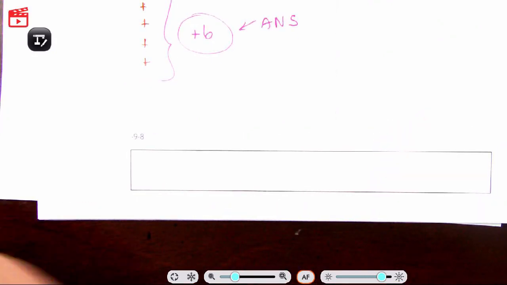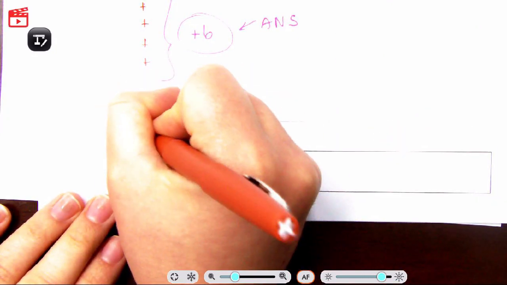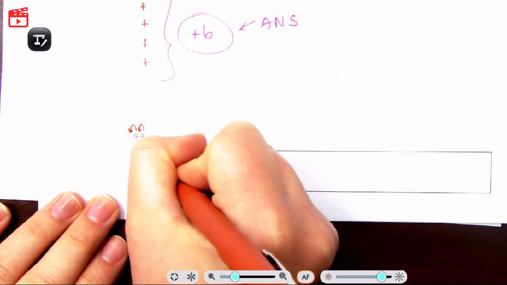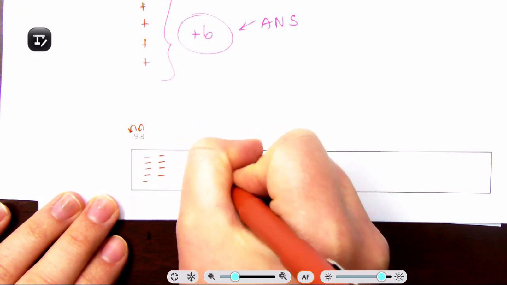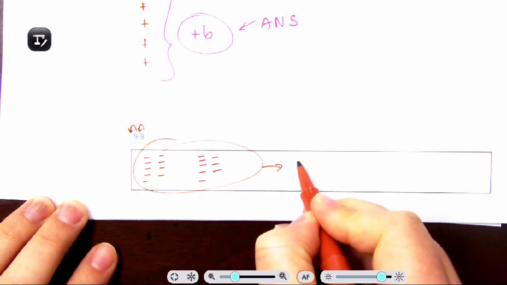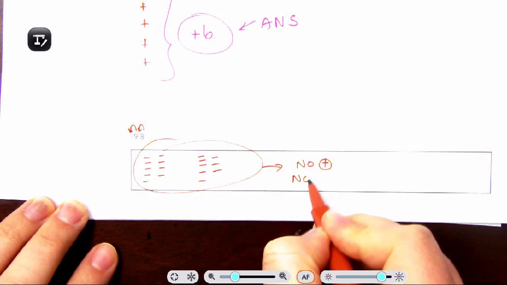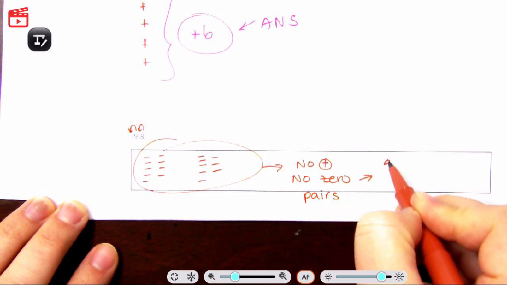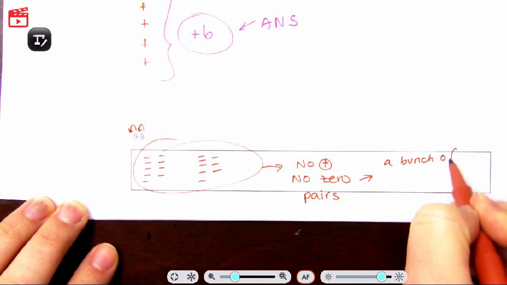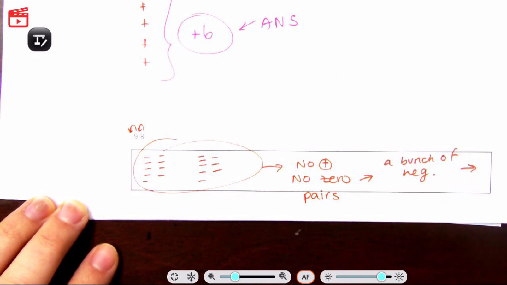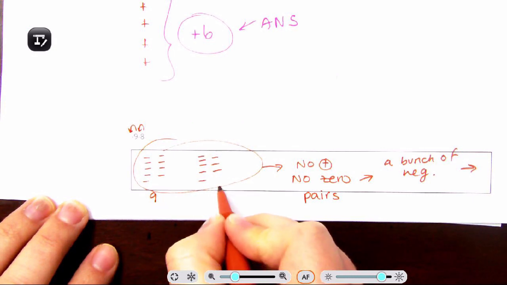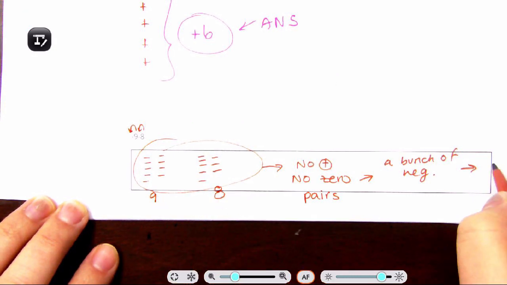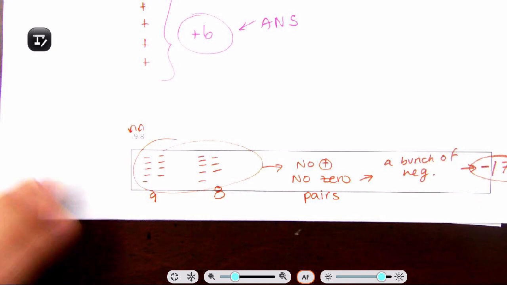This one says negative 9 and negative 8. 1, 2, 3, 4, 5, 6, 7, 8, 9. 1, 2, 3, 4, 5, 6, 7, 8. Again, notice no pluses, so no zero pairs. I just have a bunch of negatives, so that means my answer is going to be negative. So I have 9 negatives and 8 negatives, so I have 17 negatives left over. So your answer for that one is negative 17.